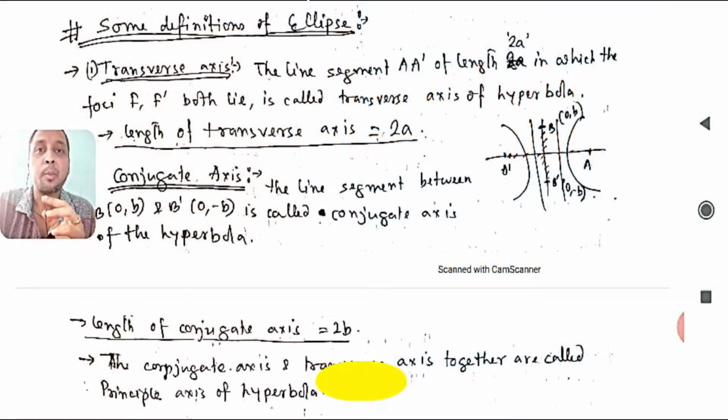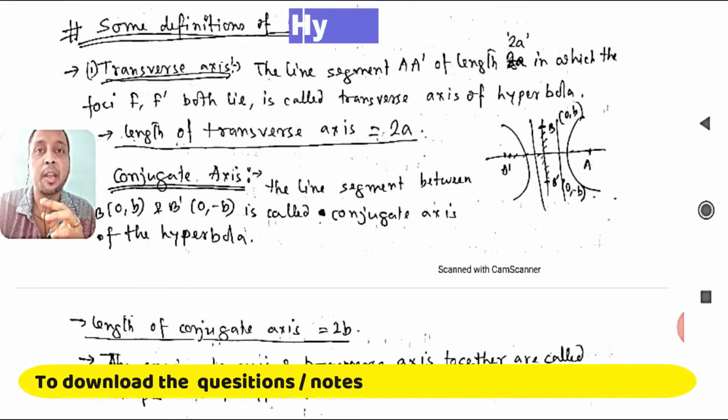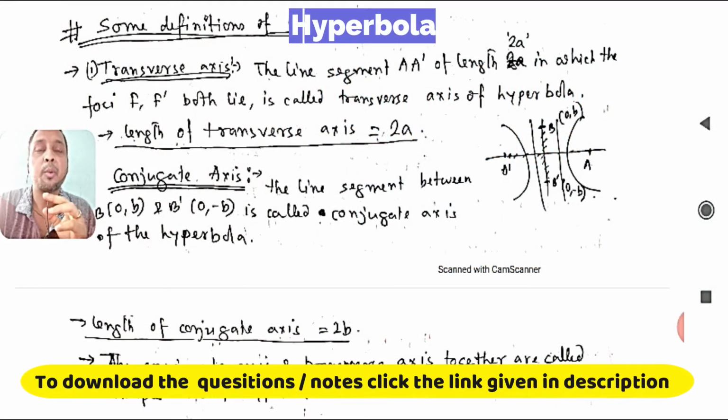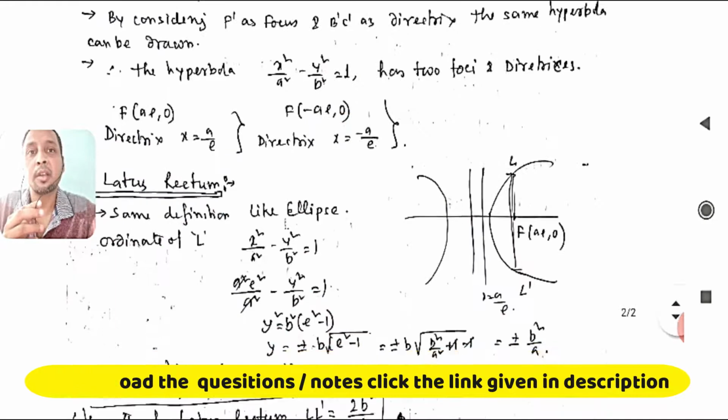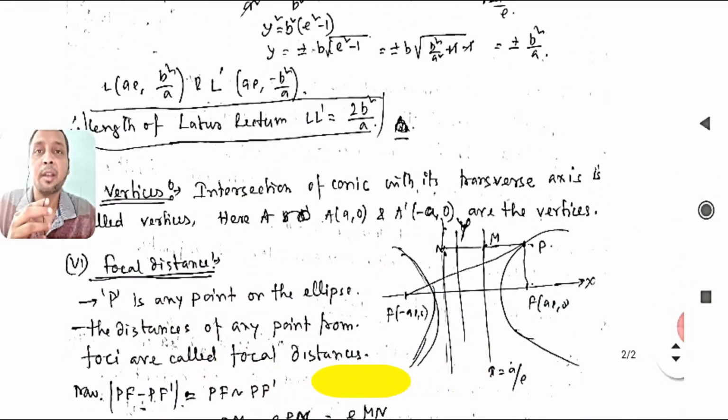Okay students, welcome all to this new lecture at the intermediate level, where you are building concepts on hyperbola. Today we will see some of the definitions of hyperbola. We will see what the transverse axis, conjugate axis, and latus rectum are. We will see all this. Okay, then let's see this.